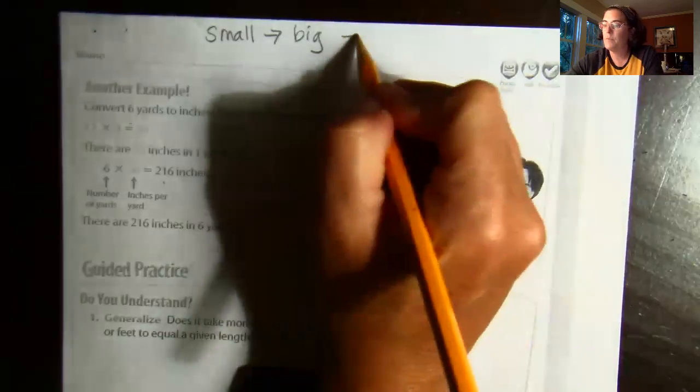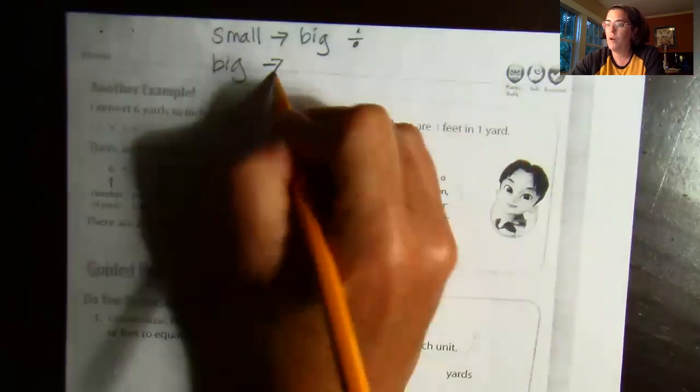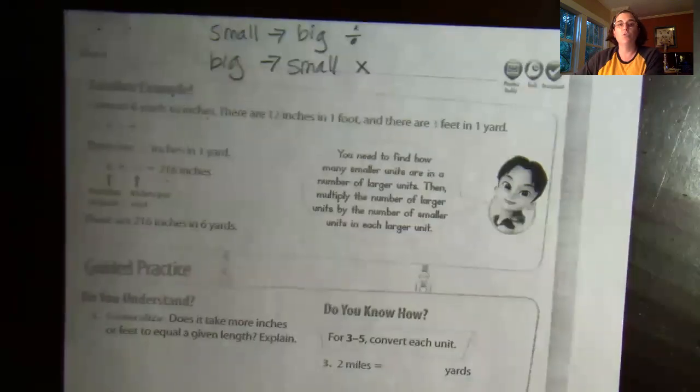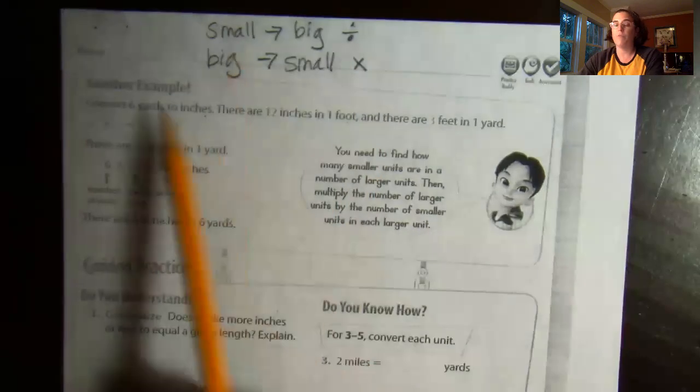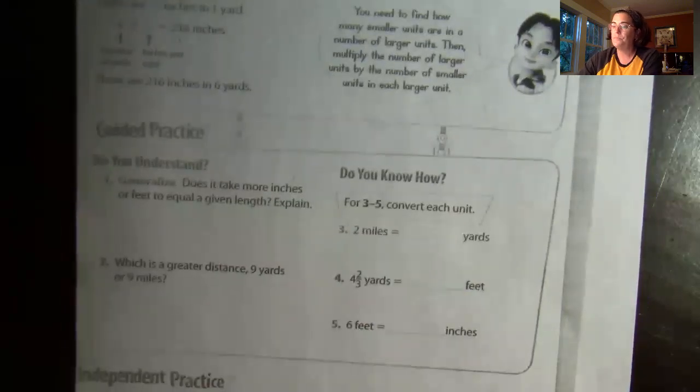We're going to divide. Big to small, we are going to multiply. So leave that at the top of your paper and write that in. It'll help you as a quick reference. All right, so let's go ahead and do some guided practice.